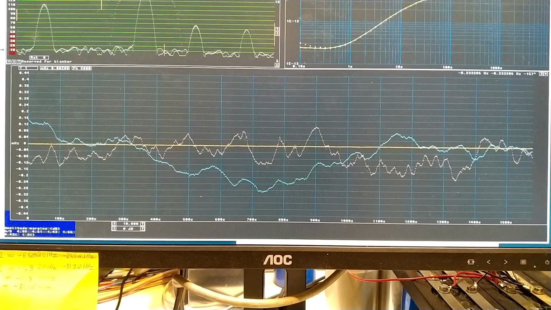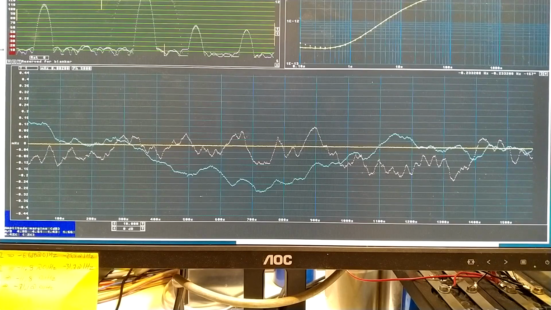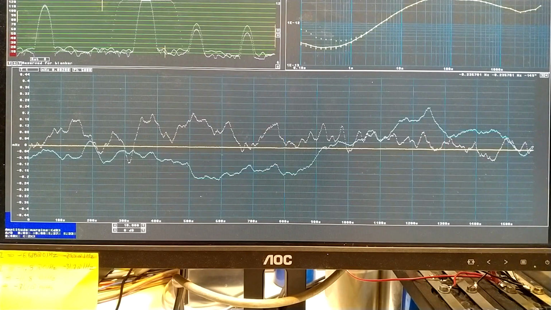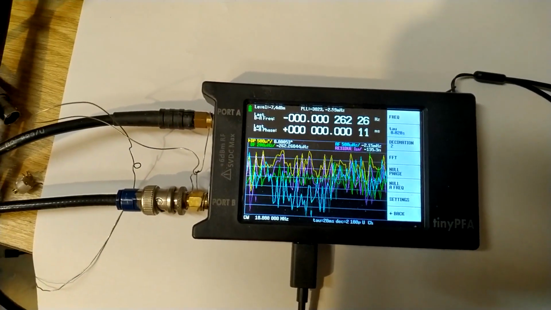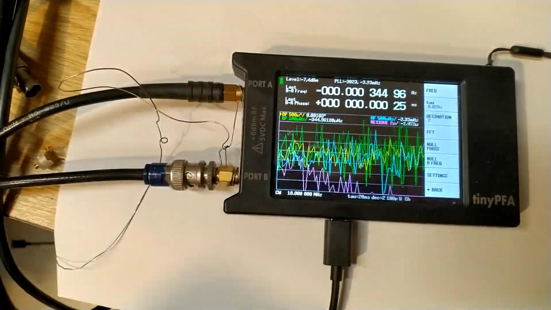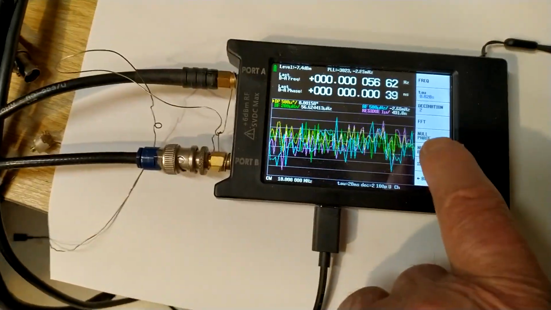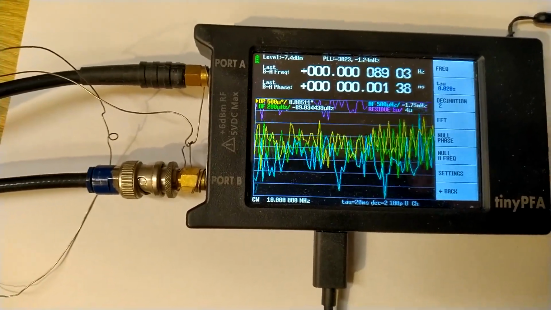So this is with just one amplifier stage, the first one. And here was the low level, and here was the high level from before. I can use this tinyPFA to measure the phase shift between these two inputs. And I have clicked on null phase, and now the phase shift is very small.